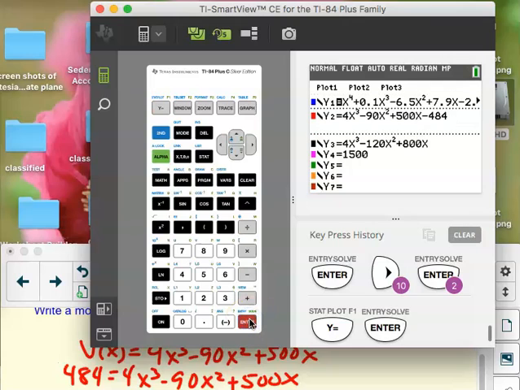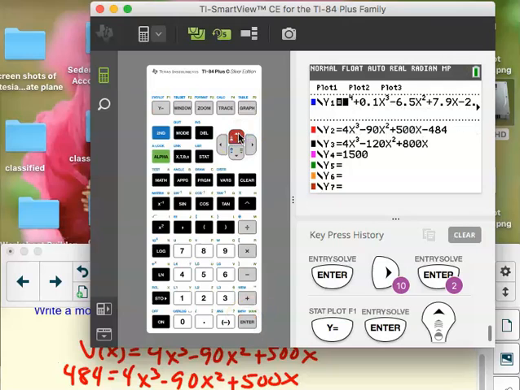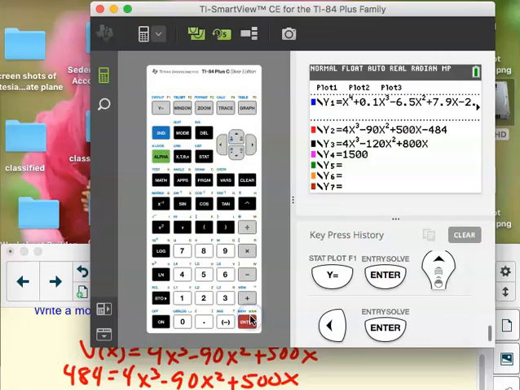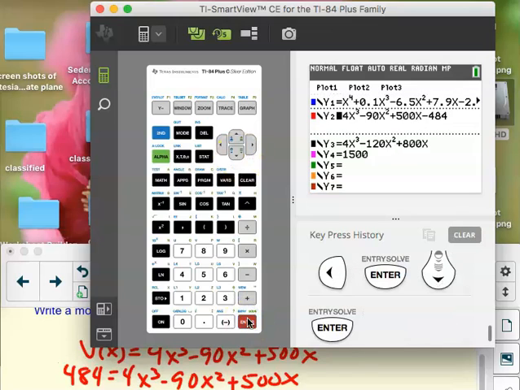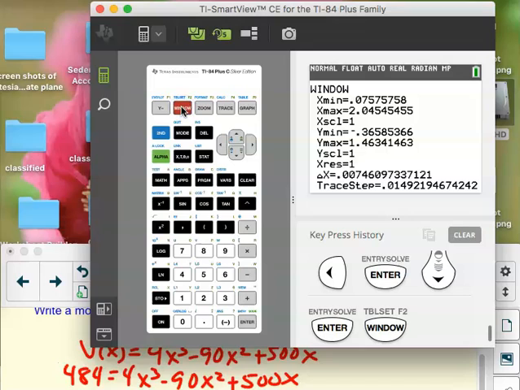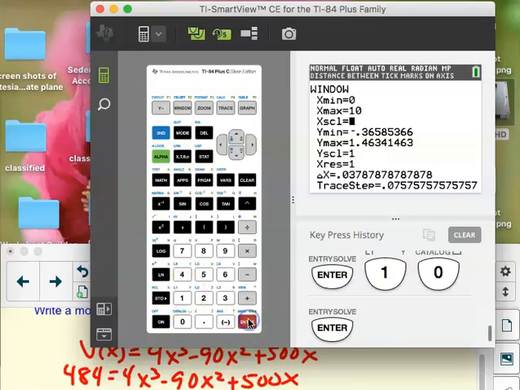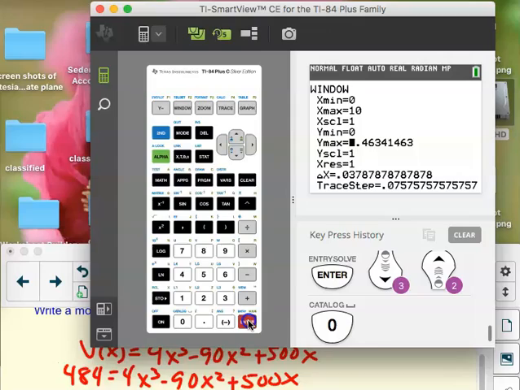So I will turn this one off and turn this one on. And there's our 4x cubed minus 90x squared plus 500x minus 484. But now I know a little bit more about the window. So my window for this one, I know I need to have it between 0 and 10. Otherwise, I'm not going to get a box. A little bit harder for people to think about is, well, what do I do for my y's? Well, we'll start at 0.